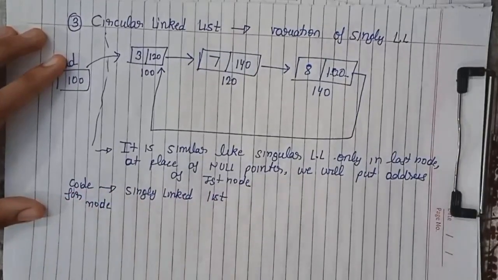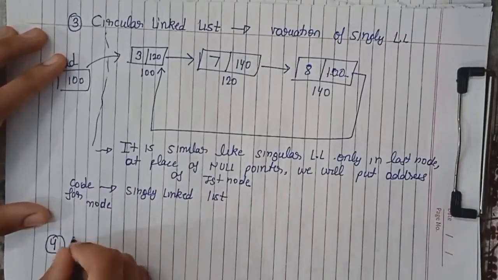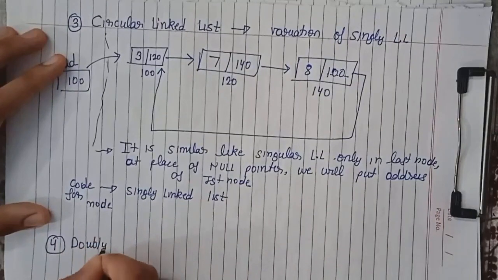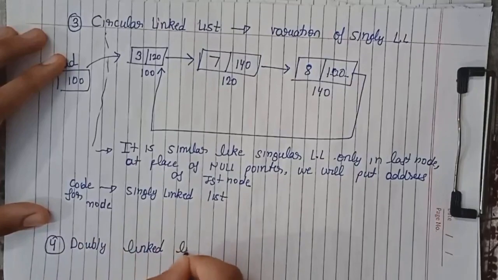So now let us focus on the fourth part, and the fourth part is the doubly linked list.